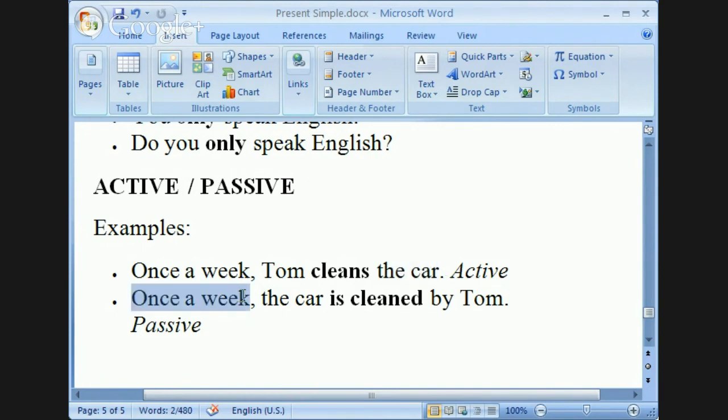Passive form, however: once a week, the car is cleaned by Tom. All right. In actuality, if I want to get rid of this prepositional phrase, by Tom, I can. In a passive sentence, I don't really care who did the action, as in Tom cleans the car. I don't really care. It doesn't matter. It does not. It is a correct sentence.